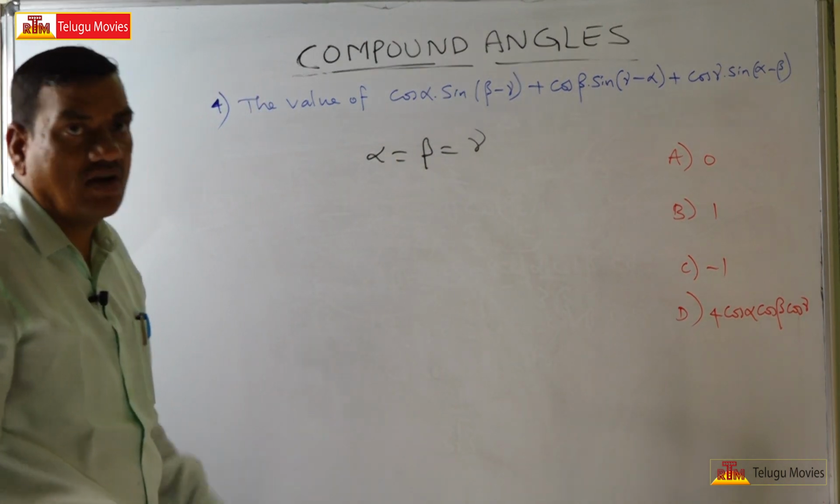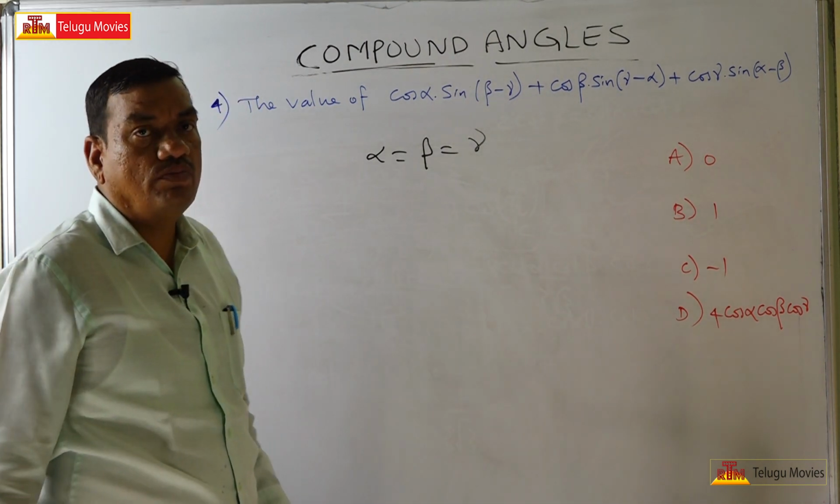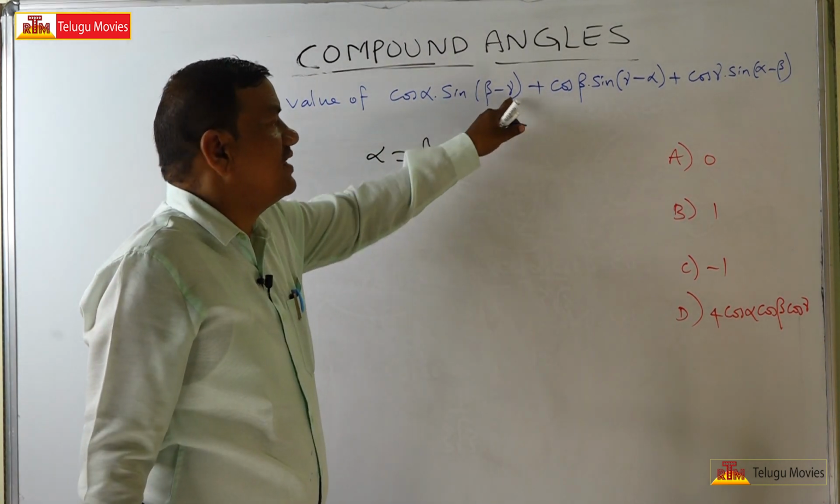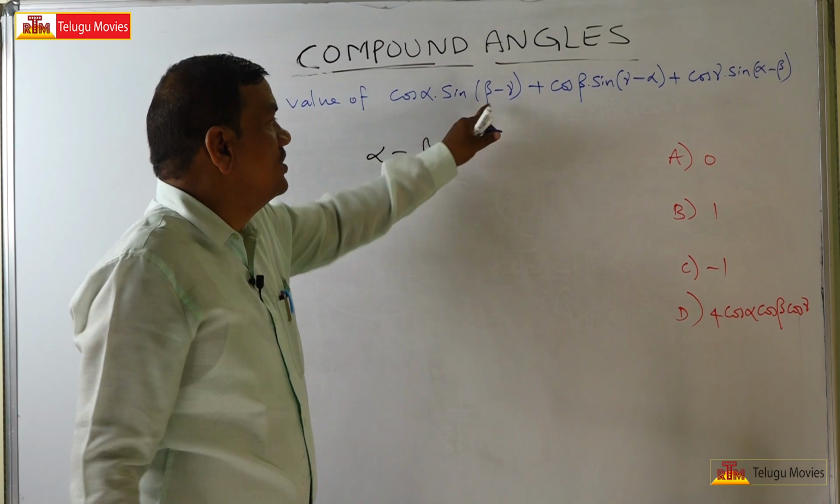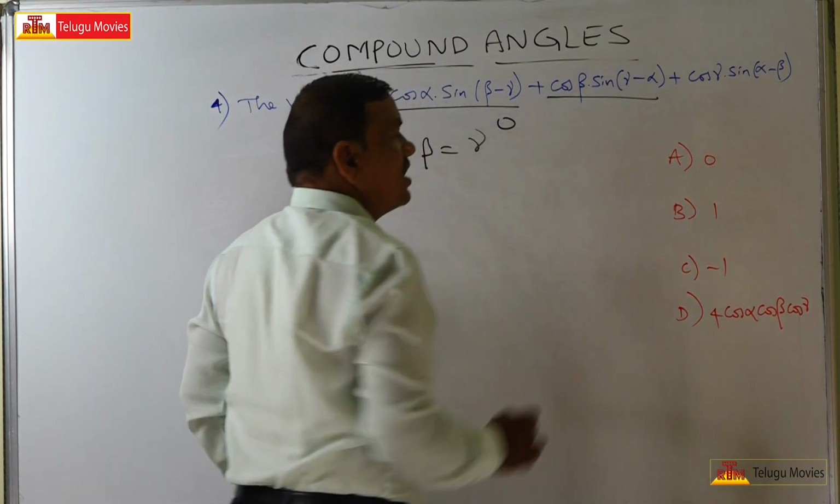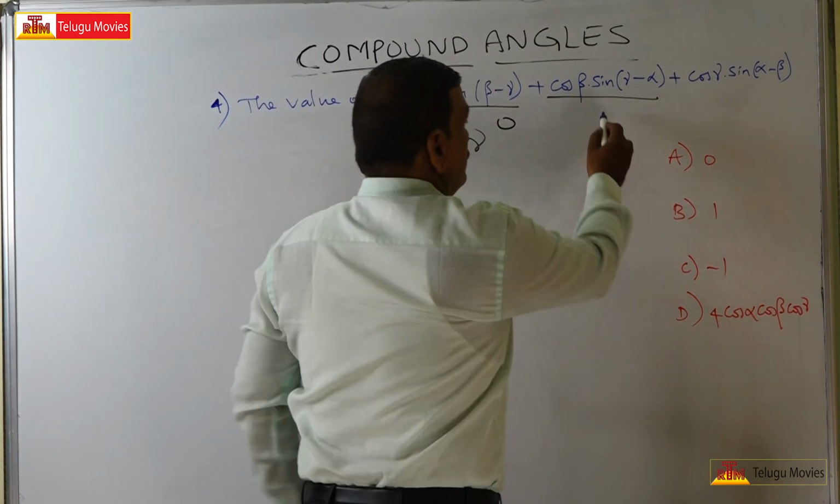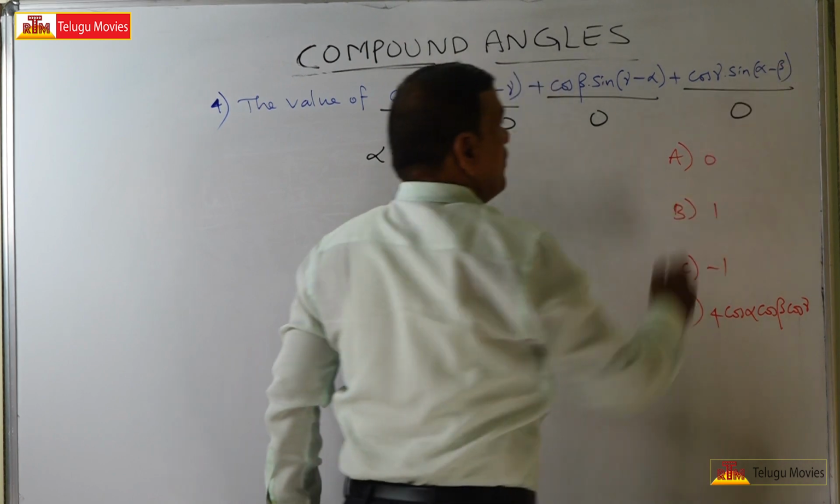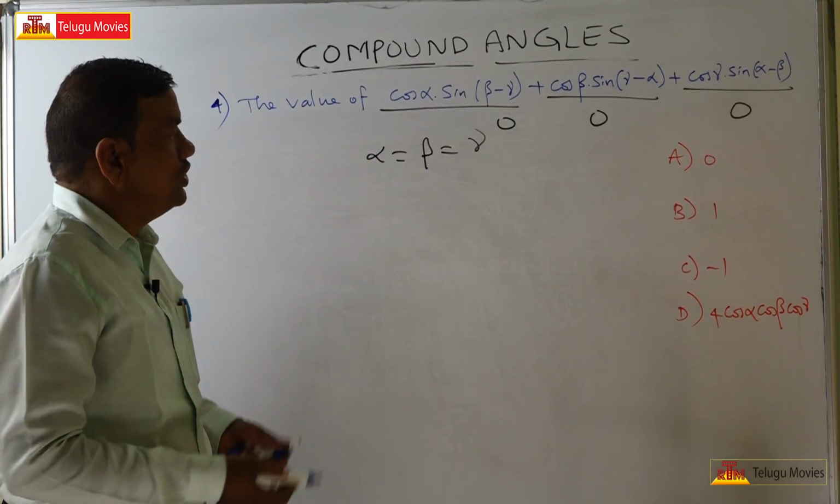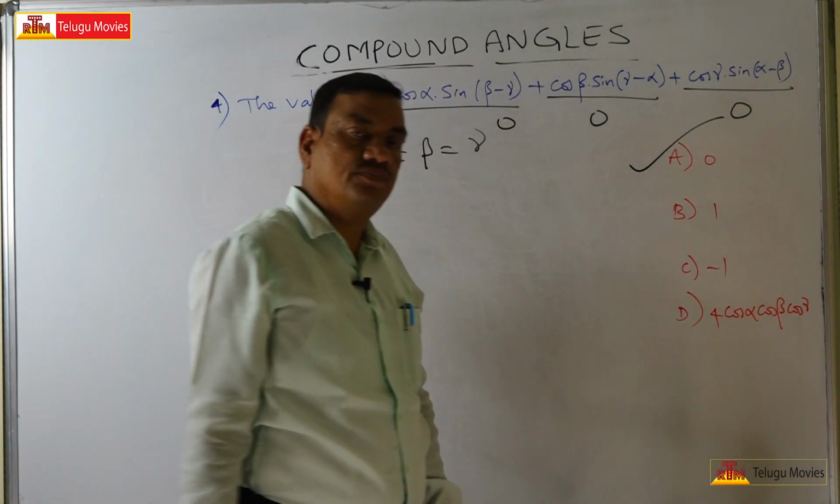Can I take alpha is equal to beta is equal to gamma? Yes, I will take that. So if you take alpha is equal to beta is equal to gamma, beta minus gamma is equal to how much? 0. Sin 0 value is 0. Here also sin of gamma minus alpha, gamma and alpha both are the same, sin 0 is 0. This is also 0, alpha minus beta is also 0. So 0 plus 0 plus 0, 0 is your answer.